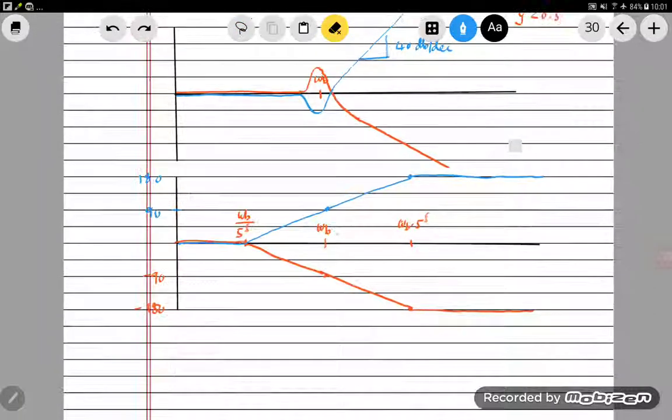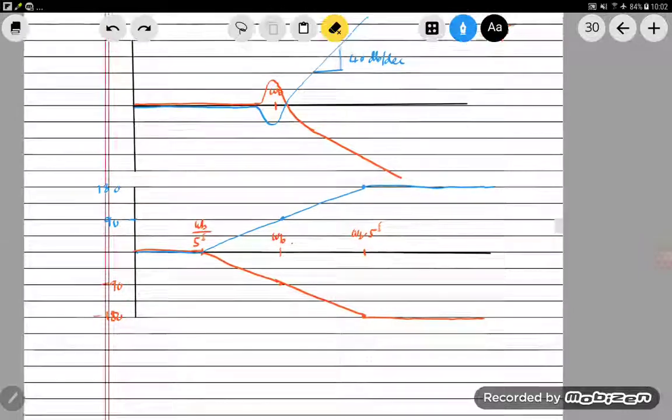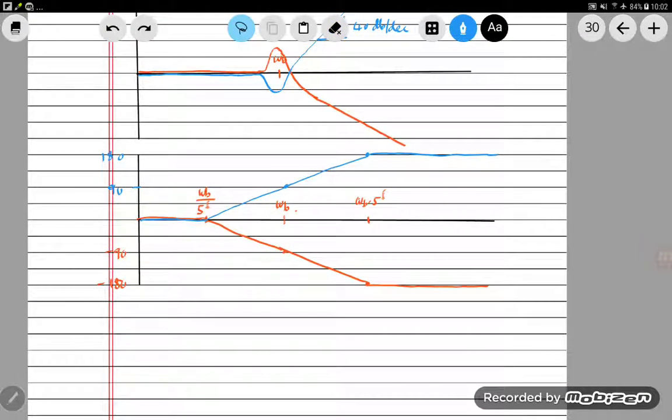That was quite easy. So now you have the tools to plot any transfer function that you might encounter.